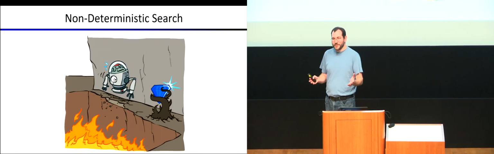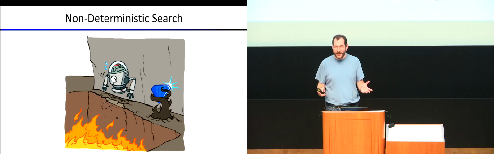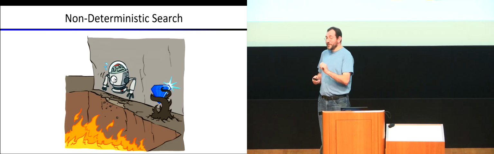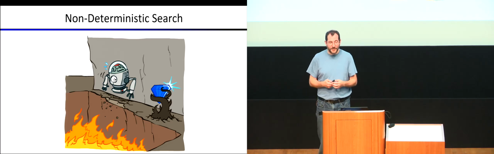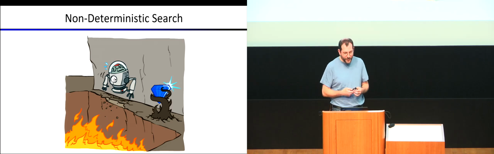We had our search problems before. They had states, they had actions, they had costs, and we made plans. We were perhaps moving a robot around a grid to accomplish some task, or a Pac-Man around a board.